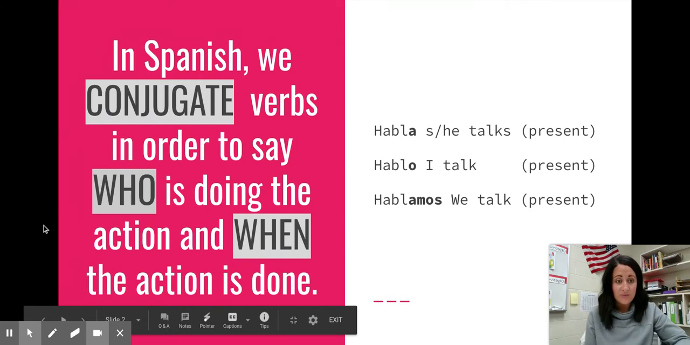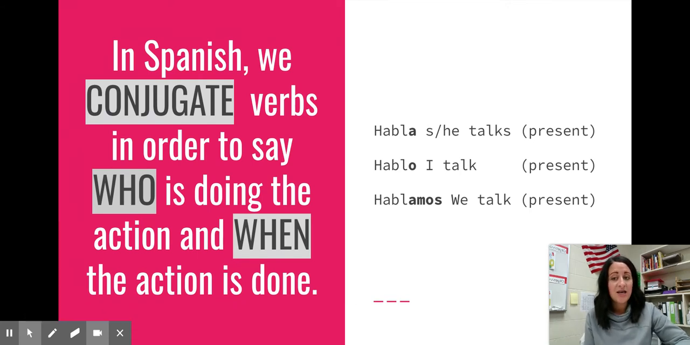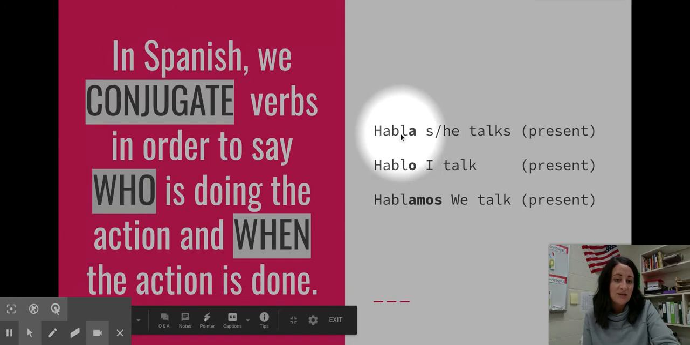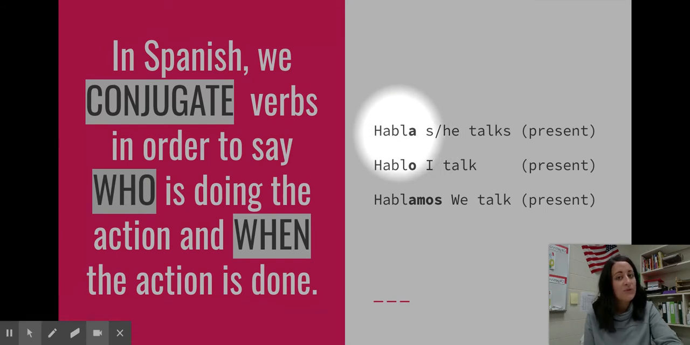So we know this already, but in Spanish, we conjugate verbs in order to say who is doing the action and when the action is done. So from one conjugation, let's look at habla, for example, that one word actually gives us a lot of information. That ending tells us who is talking and when they are talking. So remember, A is the he or she or it ending in the present tense. And so we know it's he or she talks.